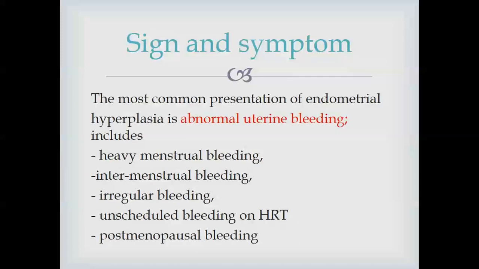Signs and symptoms: how the patient will present to us. Usually we see these patients in the outpatient clinic, and sometimes in the emergency room when they suffer from very heavy, severe bleeding. The presenting symptom is mainly abnormal uterine bleeding, which presents as heavy menstrual bleeding, intermenstrual bleeding, irregular bleeding, unscheduled bleeding on HRT, and postmenopausal bleeding.